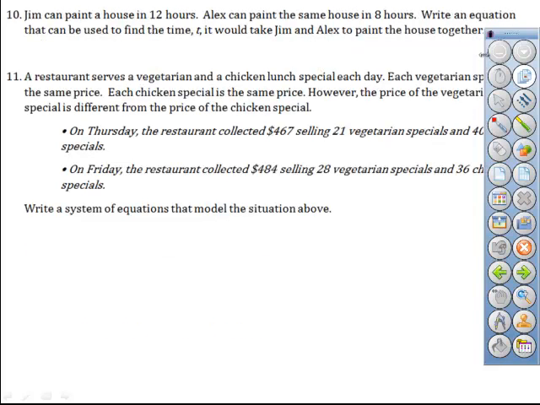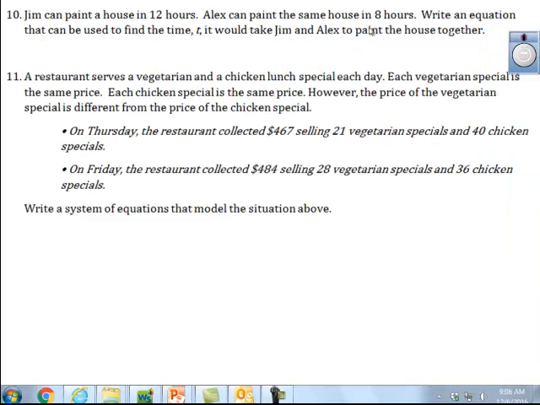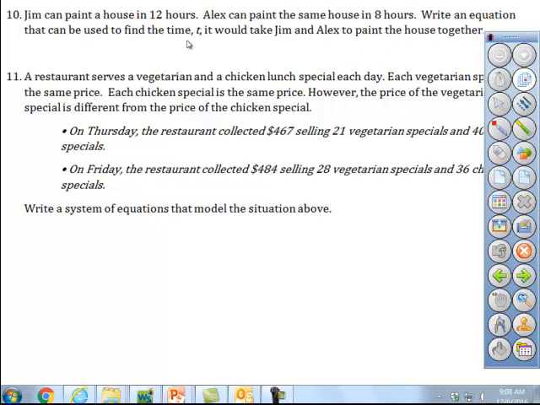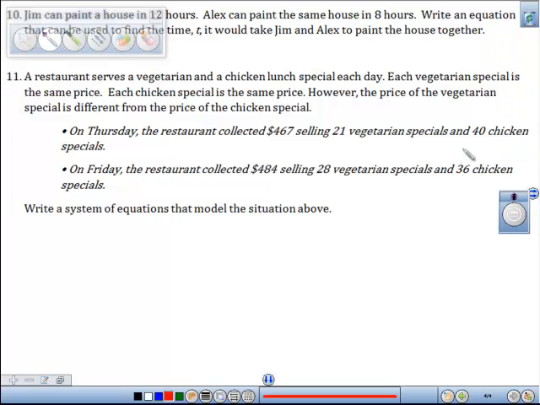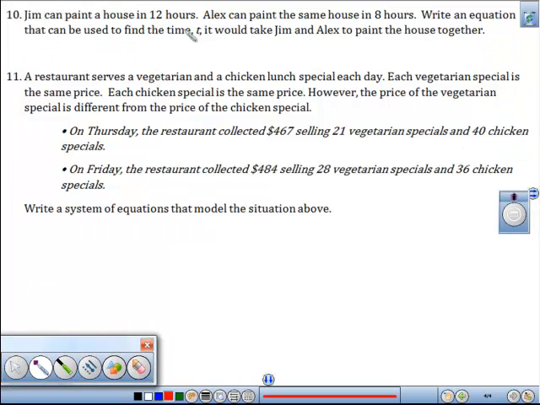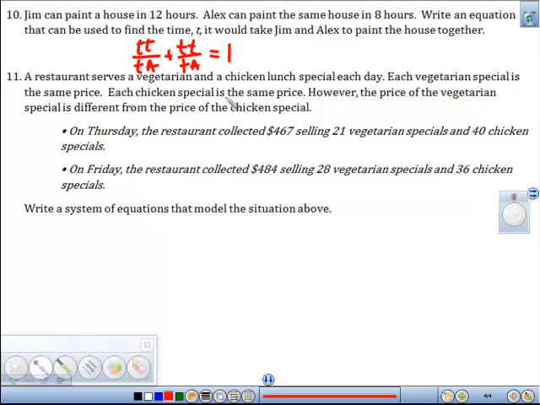Next. Okay, number 10. It says Jim can paint a house in 12 hours. Alex can paint the same house in 8 hours. Write an equation that can be used to find the time that it would take for Jim and Alex to paint the house together. I think I know how to do these ones because I've done these before. The formula for combined work is the time together all over time alone, plus the next person, whoever it is, time together divided by time alone. And if you have more, you just keep on adding them, but it's going to produce one job completed.